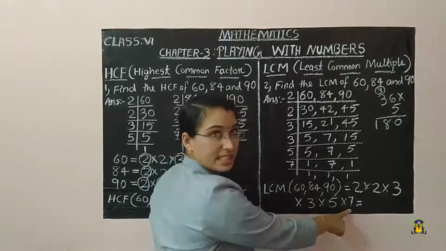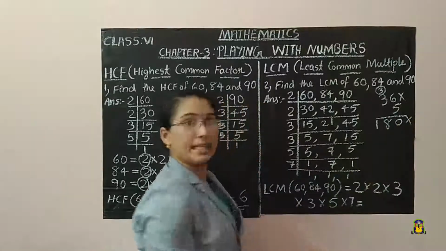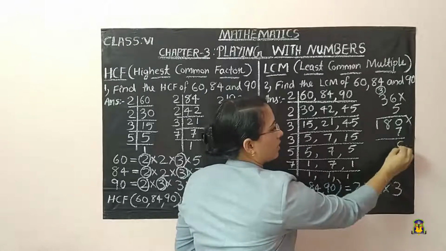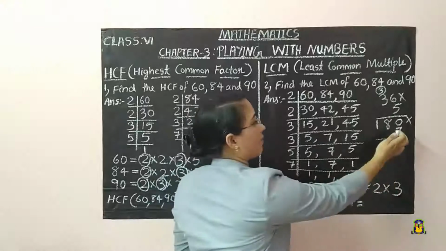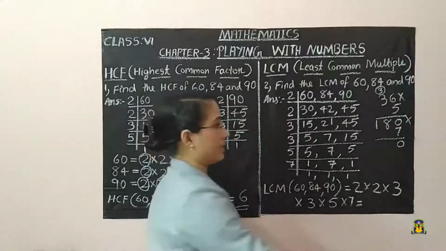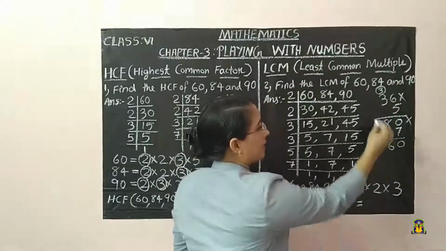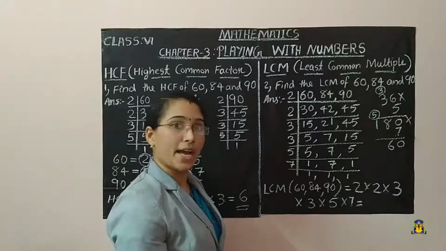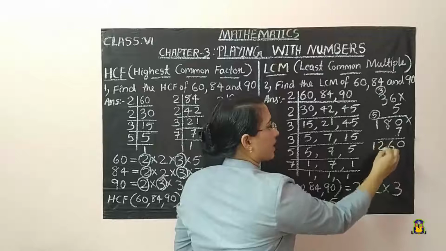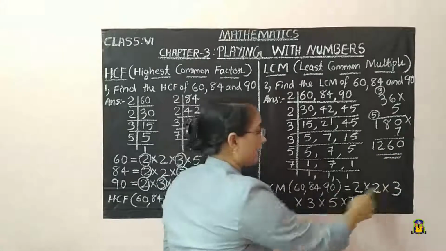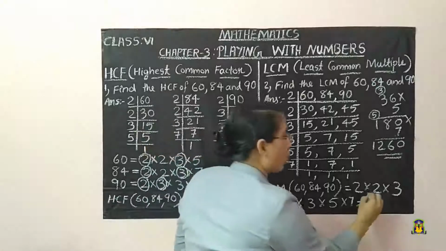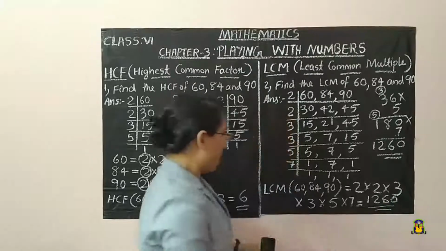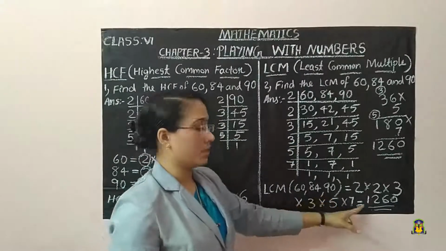Then we have one more number, 7. So what do we do? This 180 into 7, again we multiply. 7 into 0 is 0. Then 7 into 8 is 56. We write 6 here, then carry over 5. Then 1 times 7 is 7, and 7 plus 5 is 12. So what is the final answer? After multiplying all these numbers, we get 1260. So what is the least common multiple of these three numbers?